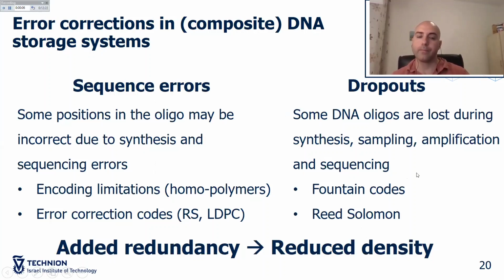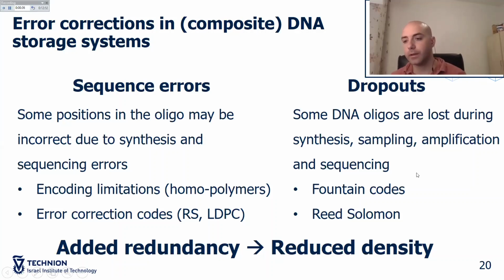In this case, we define two different error types. The first one would be sequencing errors, in which case we mislabel or misread some of the letters. To overcome those, we can somehow limit the legitimate sequences that we want to write, or we can use error correction codes to correct those errors.